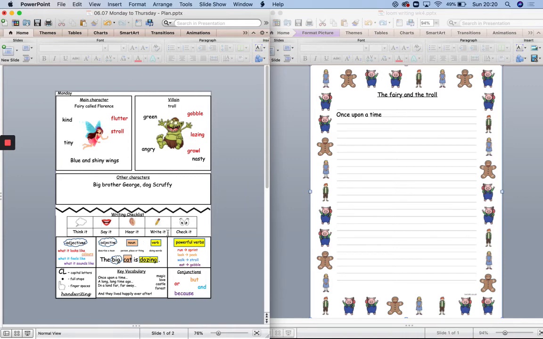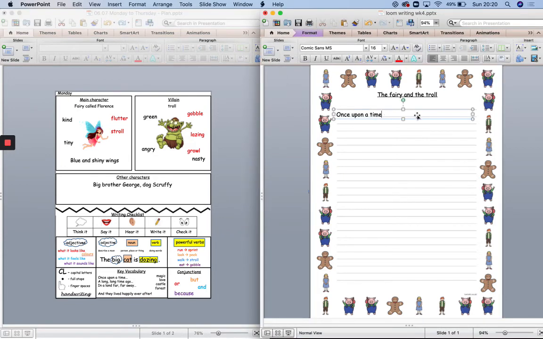So you're going to help me write it now. So once upon a time, there lived a fairy called Florence who lived with her brother George in the magical woods.